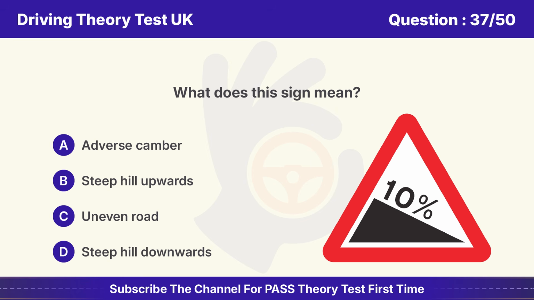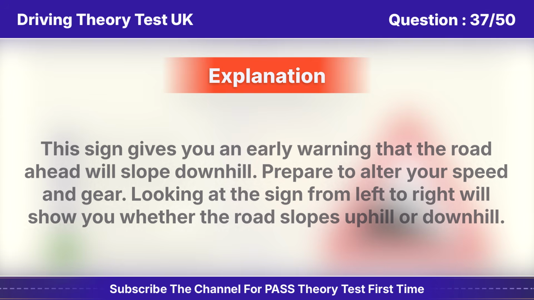Question 37. What does this sign mean? Answer is D. Steep hill downwards. This sign gives you an early warning that the road ahead will slope downhill. Prepare to alter your speed and gear. Looking at the sign from left to right will show you whether the road slopes uphill or downhill.